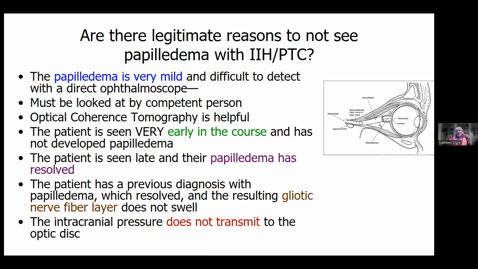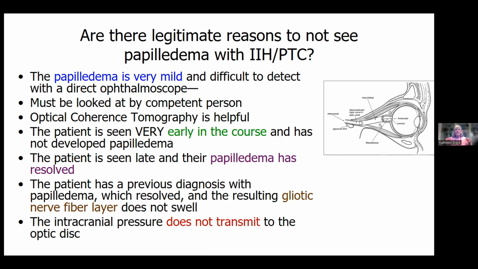Well, let's say the papilledema is really mild and it's really hard to see. And that, number one, means that it has to be looked at by a competent person who's used to looking in the back of the eye to detect papilledema. There is a tool called optical coherence tomography that ophthalmologists use when they're looking in the back of the eye to see if the disc is raised. And that sometimes is very helpful.